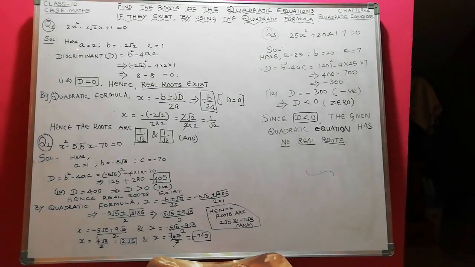Before we make use of the quadratic formula, that is x equal to minus b plus or minus root D by 2a, we have to evaluate the value of the discriminant D by using the expression b squared minus 4ac. So for that, we have to list down the values of a, b and c. a is 2, b is minus 2 root 2 and c is 1.